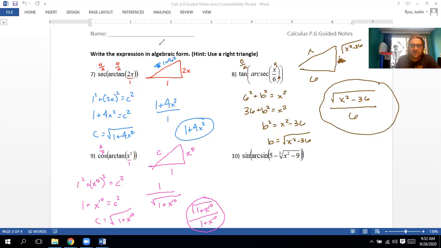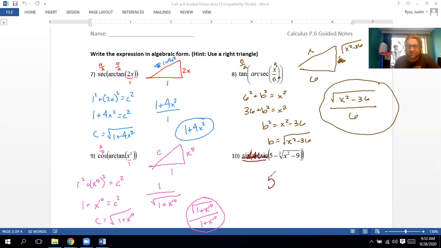Okay, and then lastly here, we got the secant of the sine of the arc sine of 5 minus the cube root of x squared minus 9. Okay, looks pretty crazy, right? If I honestly give you this, double check what's going on. Make sure you know what happens with sine and arc sine. They are inverse functions, so they actually cancel each other out. So don't get too confused.